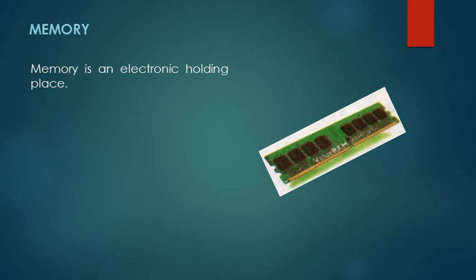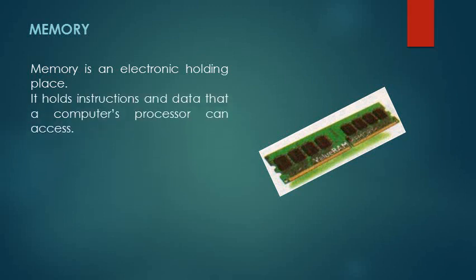Our next device is memory. Memory is an electronic holding place, and memory is very important for the processor to process given data. It holds instructions and data that a computer's processor can access.